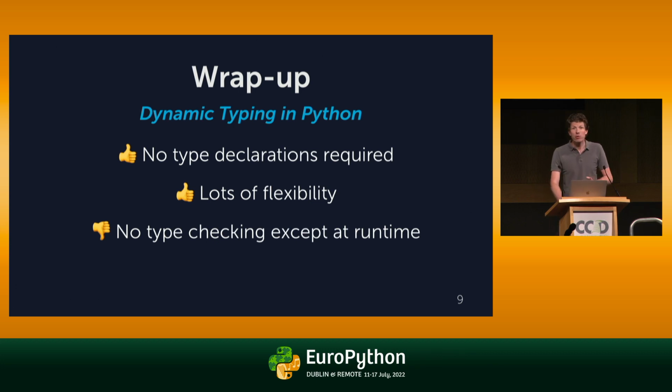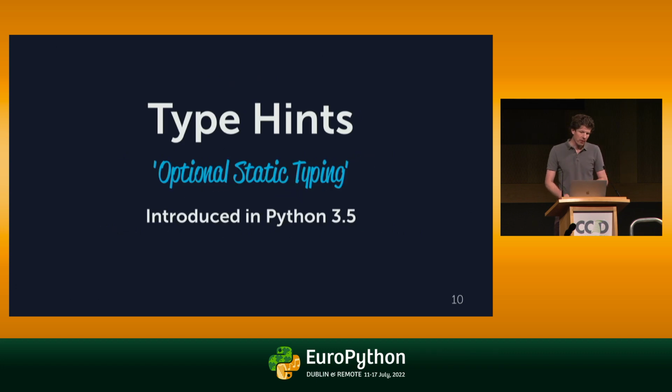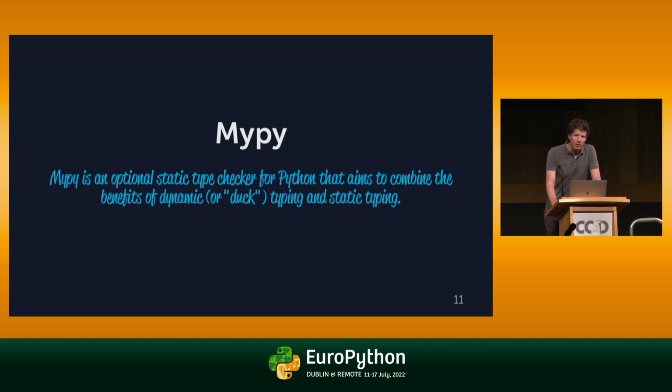So in order to fix that last downside, we have type hints, also called optional static typing. And it was introduced in Python 3.5. And usually that goes together with MyPy. And MyPy is the optional static type checker for Python. And so according to their description, they aim to combine the benefits of dynamic or duck typing and static typing. You might know MyPy, sorry. You might also know Python, at least I hope.